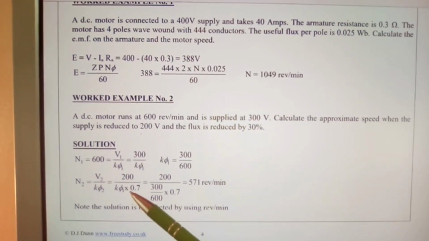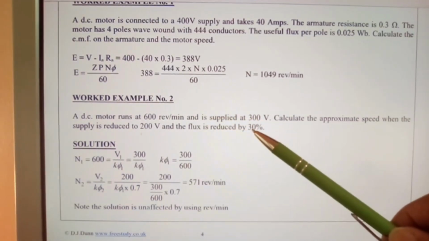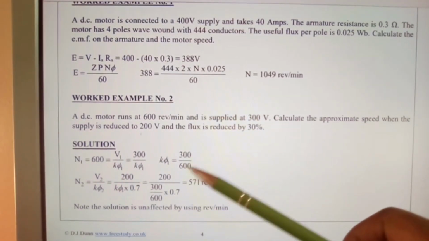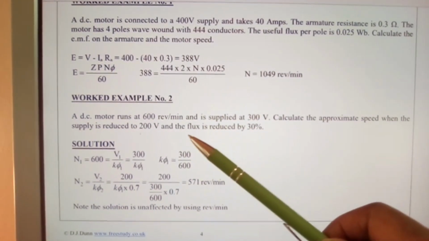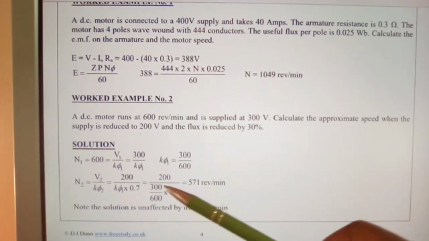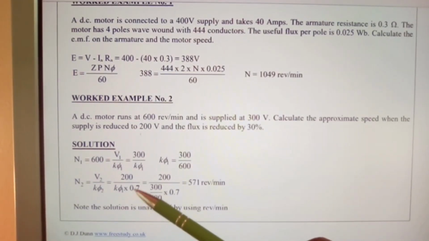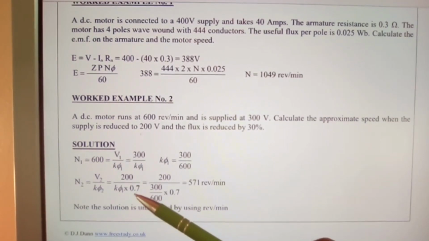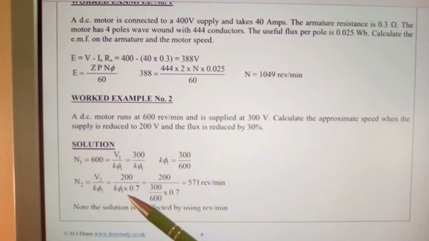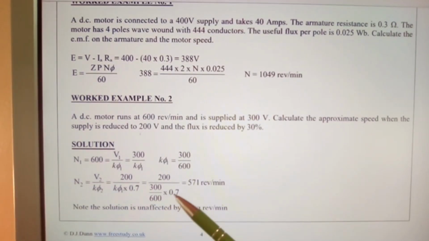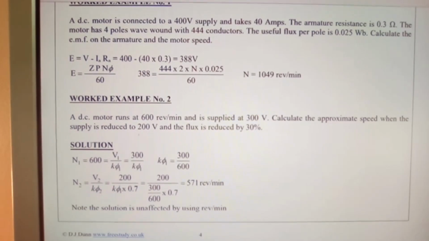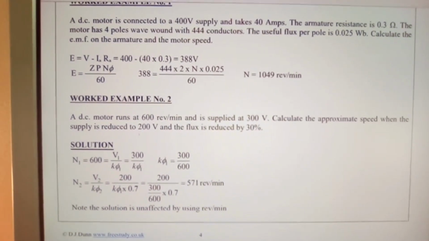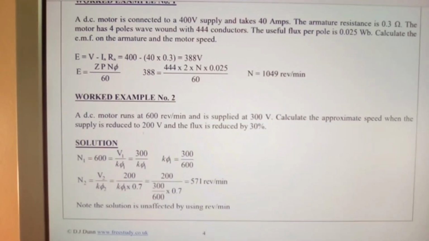The 0.7 is the remainder of your 30%. Because it's being reduced by 30%, that means the flux density is only at 70%. And we need to convert that to a decimal, so we bring it to 0.7. 70% divided by 100 is 0.7, and that's where we get the 0.7 from. That answer there is correct at 571 revs per minute. As I've done the calculations myself, I know it is correct.